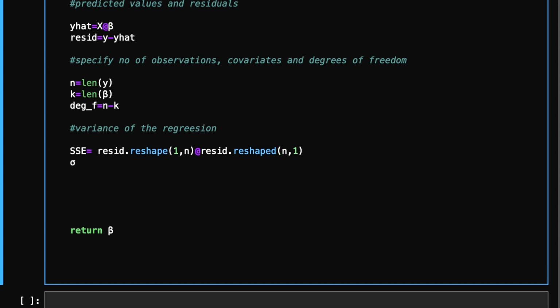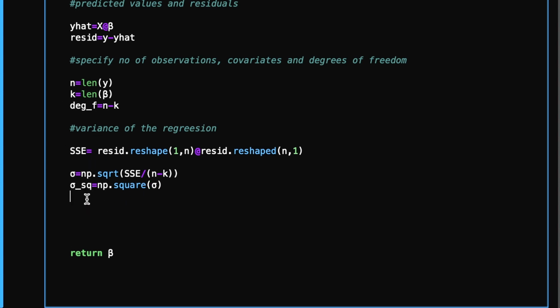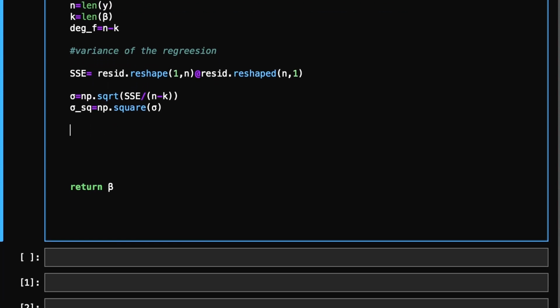Now let's get the sigma, which is the standard deviation of the regression, which is the square root of SSE divided by its degrees of freedom. And we can similarly get sigma squared, which is just the square of sigma. So this is the variance of the regression. Now we know that the standard errors of the covariates come from sigma squared times (X prime X) inverse. So I'm going to use that formula.